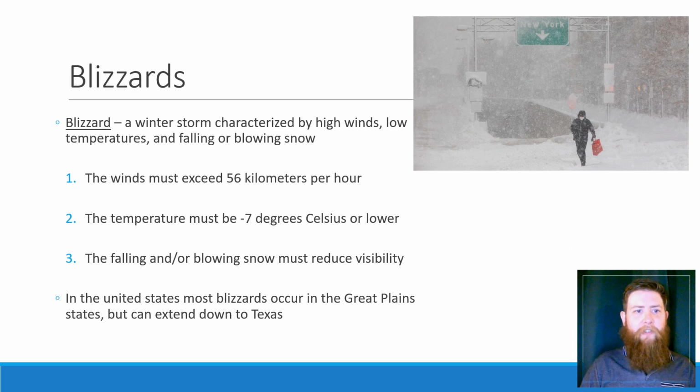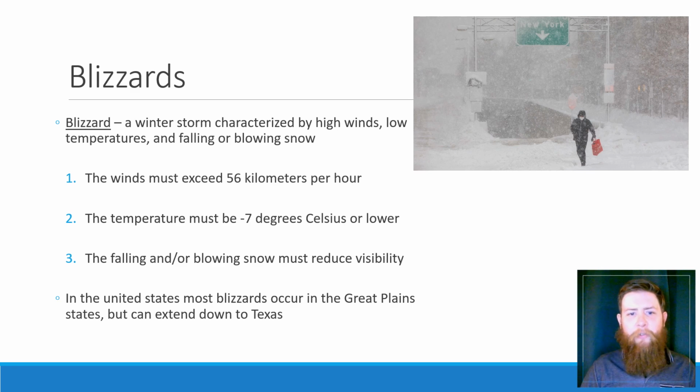All right, blizzards. Blizzards are a winter storm, and to be considered a blizzard, you have to have high winds, low temperatures, and falling or blowing snow. So your winds must be larger than 56 kilometers per hour. Your temperature must be -7 degrees or lower, so way below freezing. And then the falling and or blowing snow must reduce visibility. So in this picture here where you can't see very far in the background, that visibility is reduced.